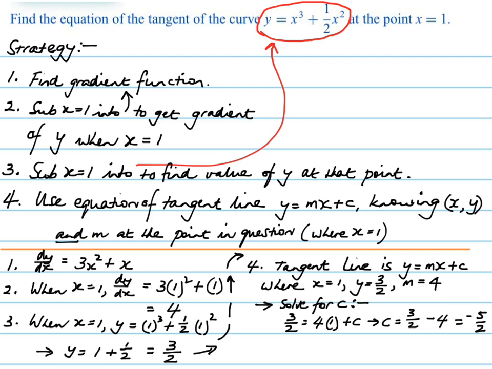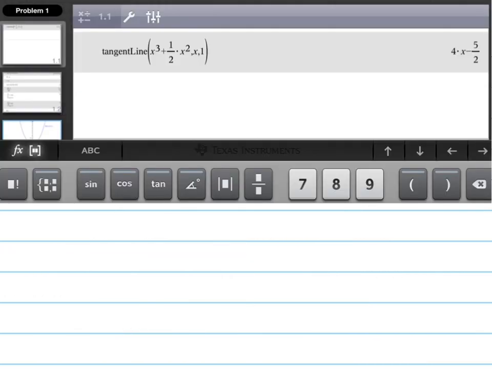So we've got everything we need now, and our tangent line is revealed. y equals 4x minus 5 over 2, and it's time for Mr. Box to come and finish it off for us. Thank you, Mr. Box. And there it is. That's our answer. Well, now that was a very, very doable question, wasn't it? Okay, now you can do that.